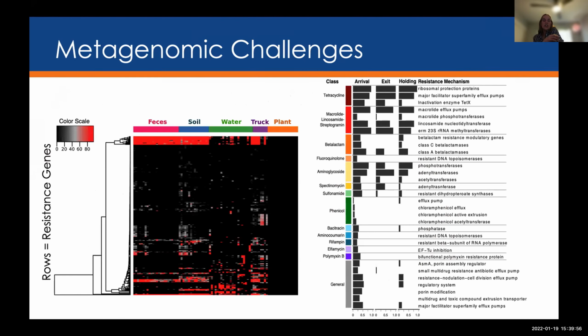However, the community of mechanisms and genes that make bacteria resistant is very complex. On the left and on the right are graphs illustrating the number of AMR genes in a set of metagenomic samples. On the left, we see a heat map of 5 different types of samples: feces, soil, water, truck, and plant. This is from a food production facility, so by plant, we mean the production plant. Here we're seeing the specific genes and their phylogenetic relationship to each other.